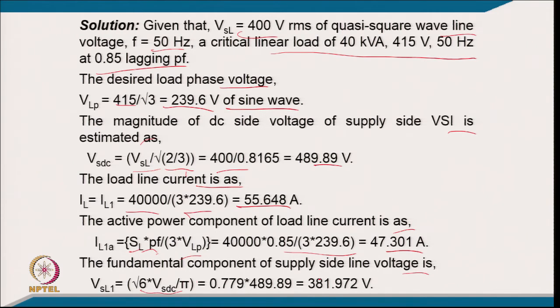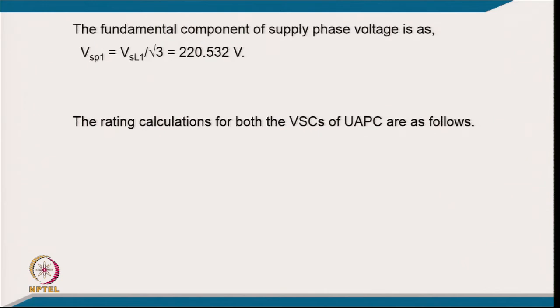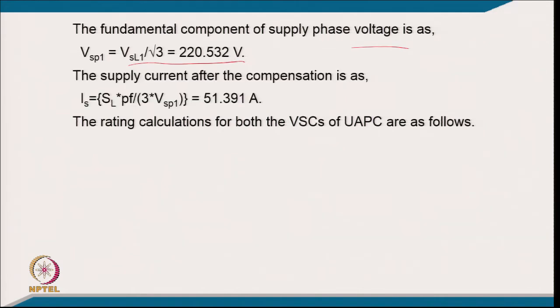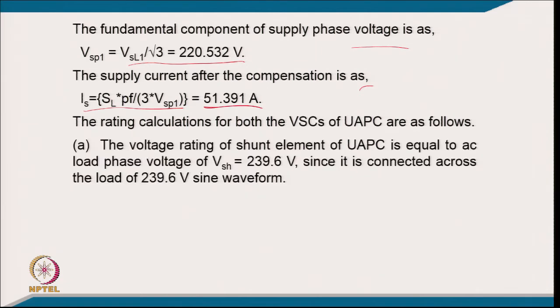from the Cauchy square wave, the fundamental of it. So, it comes to 381.972 volt, and the fundamental component phase voltage will be divided by root 3, so it is 220.532 volt. For the rating calculation, the supply current after the compensation will of course be based on this fundamental voltage and the power here. So, it comes to 51.391 ampere, and the rating calculation for both VSCs is as follows.